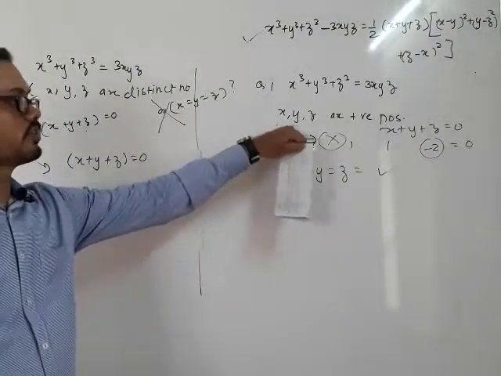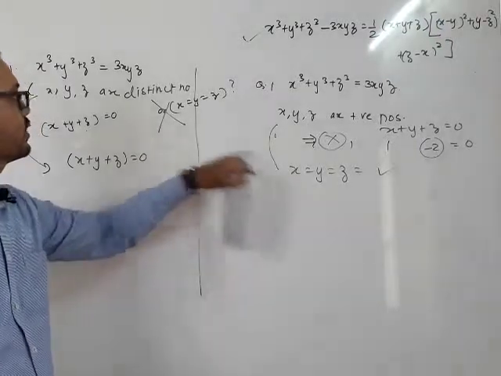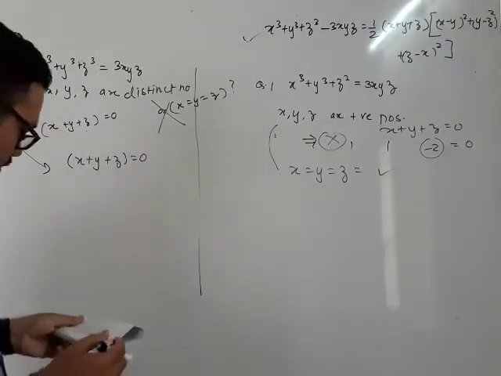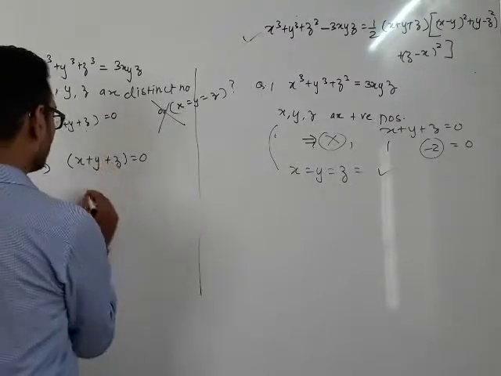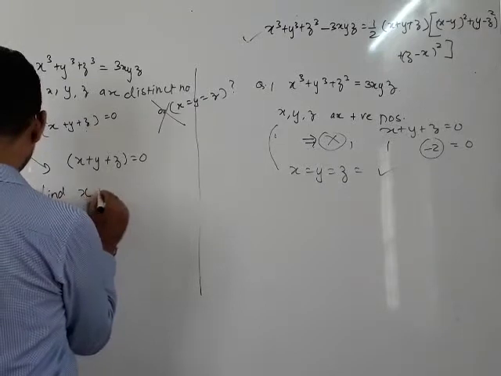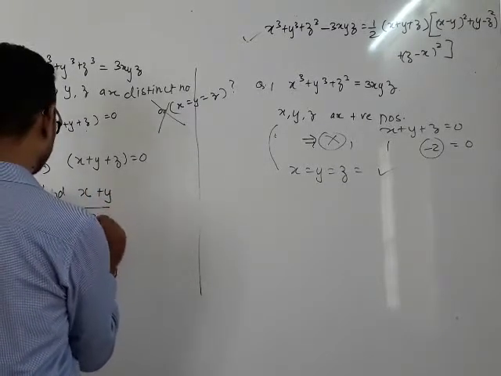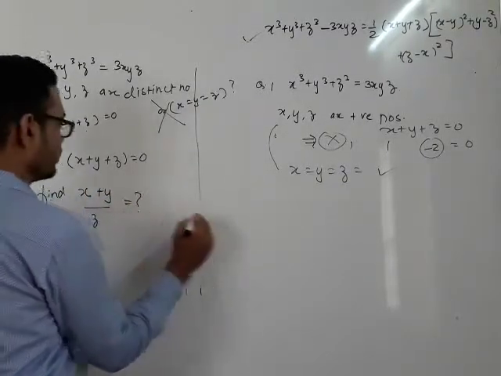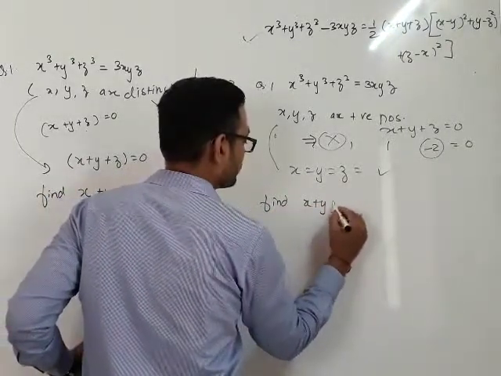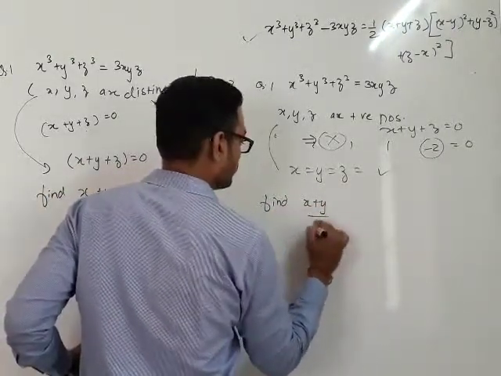x, y, z are positive numbers, then this is following. x, y, z are distinct numbers, then this is following. Now what is the question that is asked? It is the same question that is asked. Find x plus y upon z.